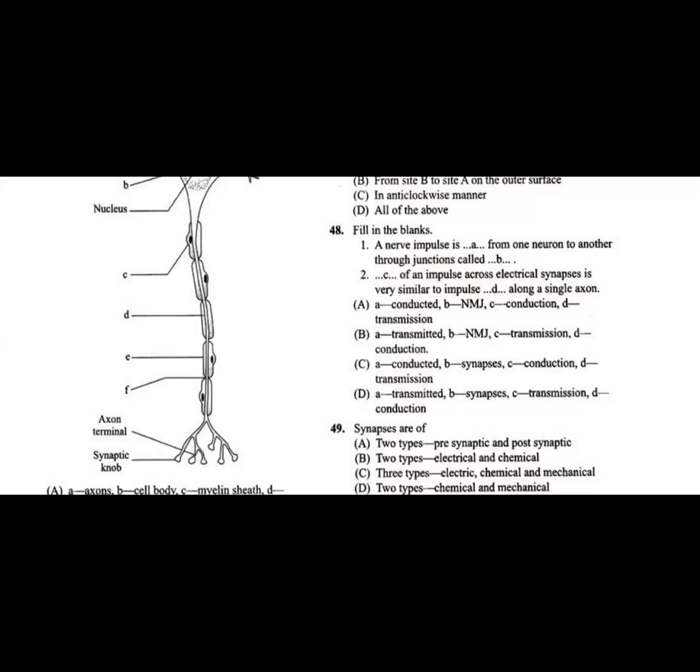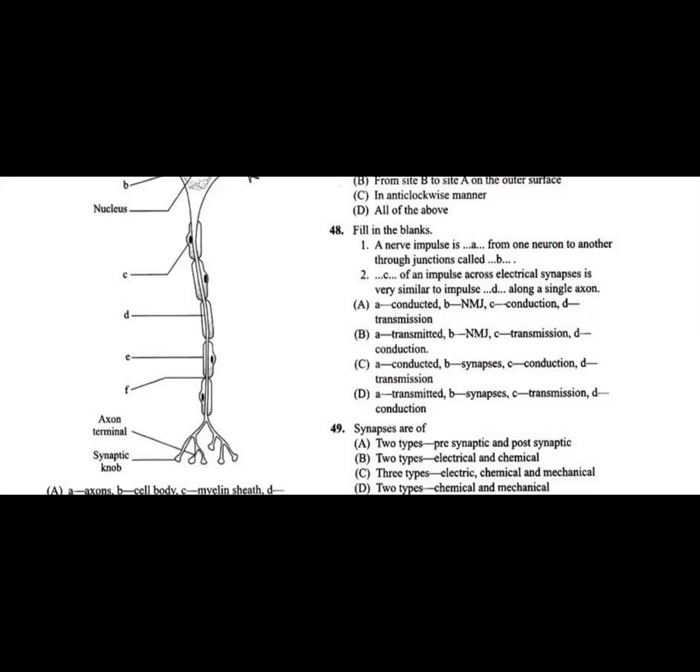So the first statement is that a neuro impulse is transmitted from one neuron to another neuron through a junction called synapse. What about the second statement? Transmission of an impulse across an electrical synapse. You know, students, there are two types of synapses, electrical synapse and chemical synapse. Electrical synapses are found rarely in living systems, whereas chemical synapses are most common. That is how the nerve impulse is transmitted from one neuron to another neuron.